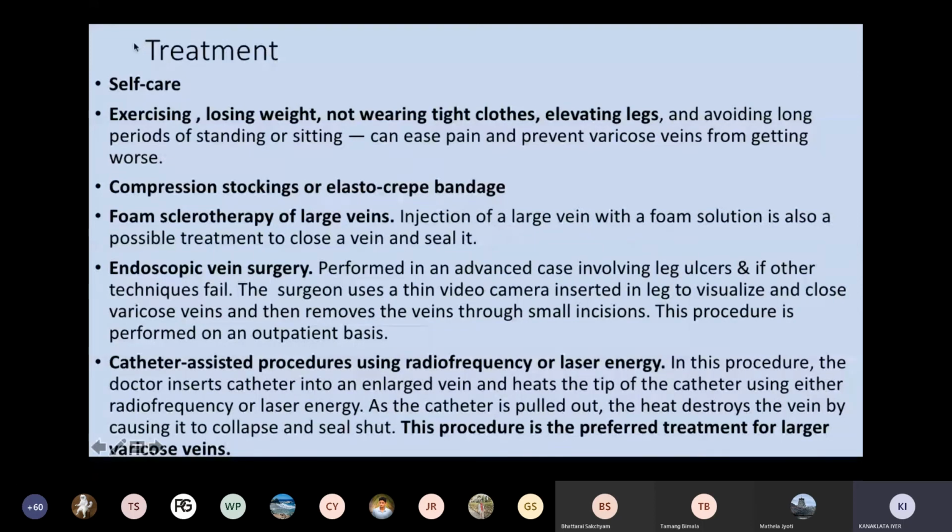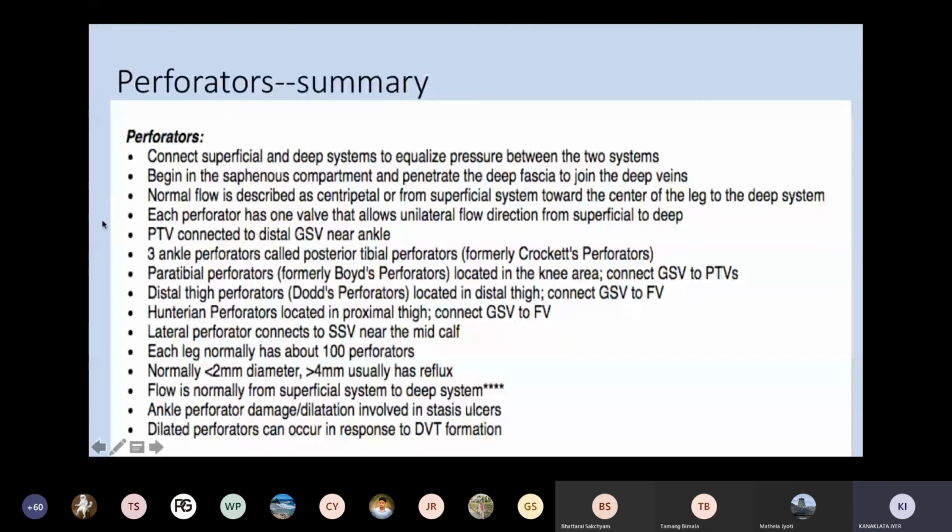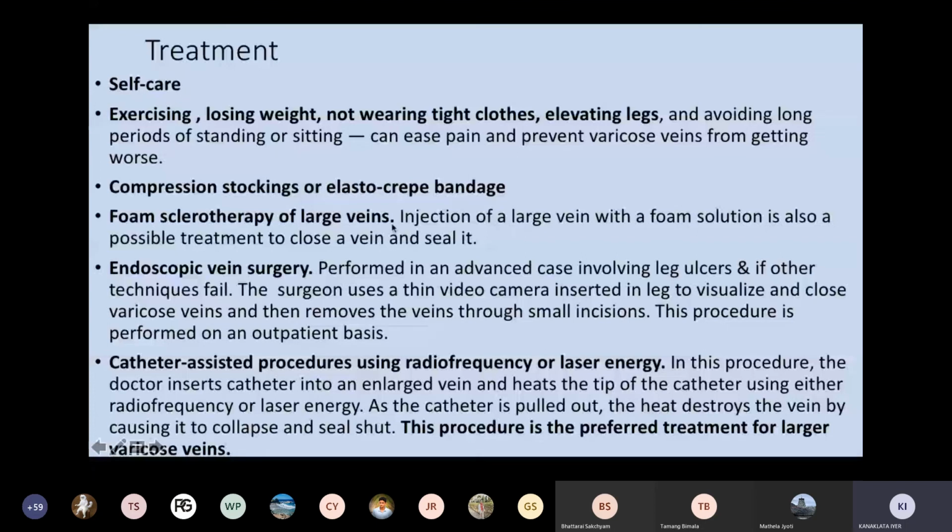How will you take the treatment? First, most important is self-care. You exercise, lose weight. Do not wear tight clothes. Stockings you can wear, but not tight upper clothes. Elevate the legs and avoid sitting or standing for long periods of time. This will by itself reduce pain and varicose veins. Or otherwise you wear the compression stockings or the elastocrepe bandage.